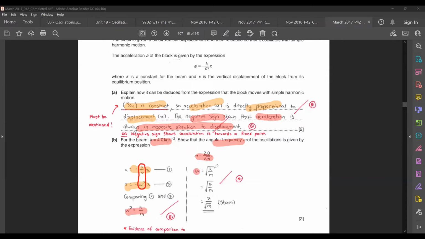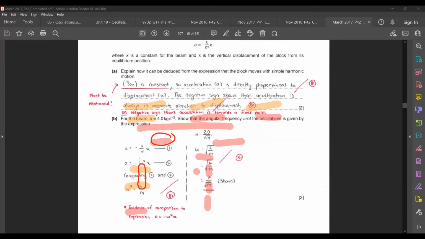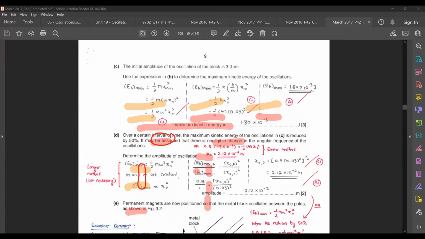Then after that, omega is square root K over m. And since the value of K has already been given for you, sub it in and then simplify your expression, you're going to get 2 over square root m as omega. So this one is shown. Pretty straightforward. Then this one is done. Then after that, we go to the next one.